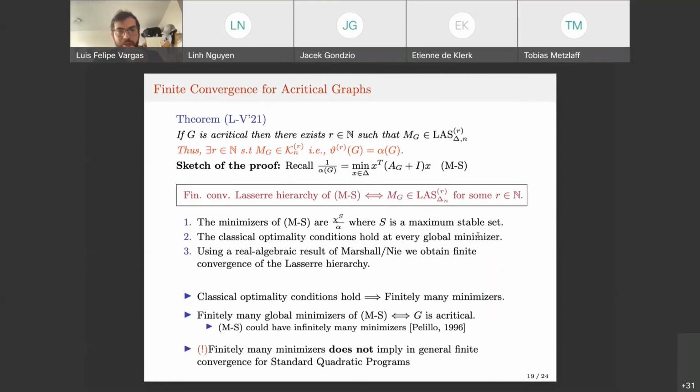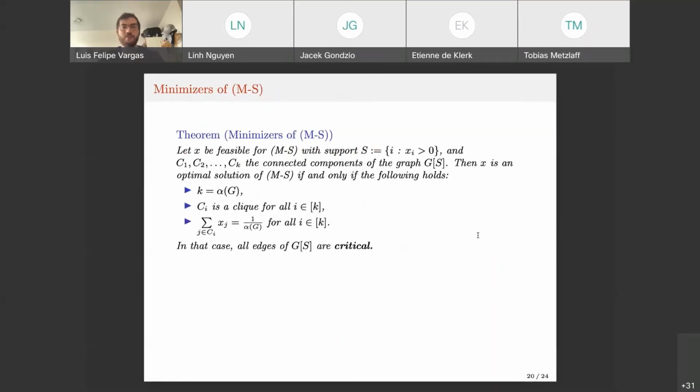Okay, and then now we have a theorem on the minimizers of the Motzkin-Strauss formulation. Actually, we have a nice characterization: if we have a feasible point for the Motzkin-Strauss formulation, so a point in the standard simplex, and we take the support of the solution and the induced subgraph, and we consider the connected components of this graph, then X is an optimal solution if and only if there are alpha connected components, each of them are cliques, and the sum over each connected component is equal to 1 over alpha. And in that case, all edges of this induced subgraph are critical.